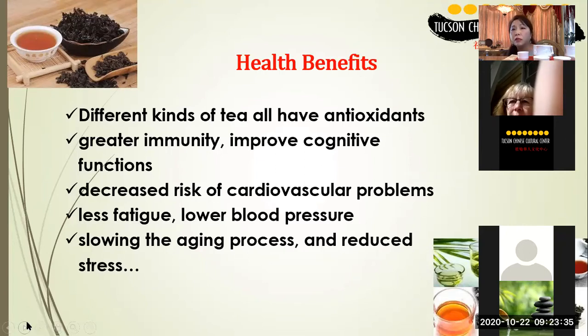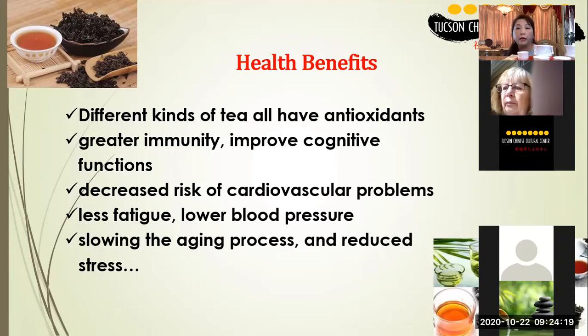Now we talk a little more detailed about the health benefits. Different kinds of tea, doesn't matter green tea, black tea, red tea, semi-fermented tea, fully fermented tea, they're all antioxidant. So it helps to build your immune system, improve cognitive function, and decrease the risk of heart problems. Less fatigue, as I told you earlier. If you need energy, drinking green tea is good. Any kind of tea probably gives you some energy, but green tea is the most because it has the highest caffeine in it. It helps to lower blood pressure.